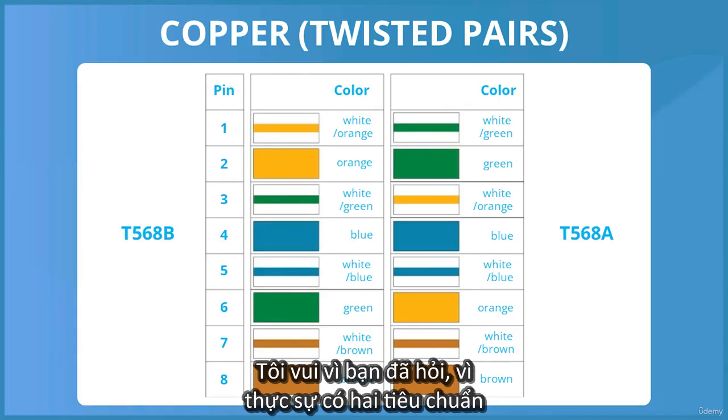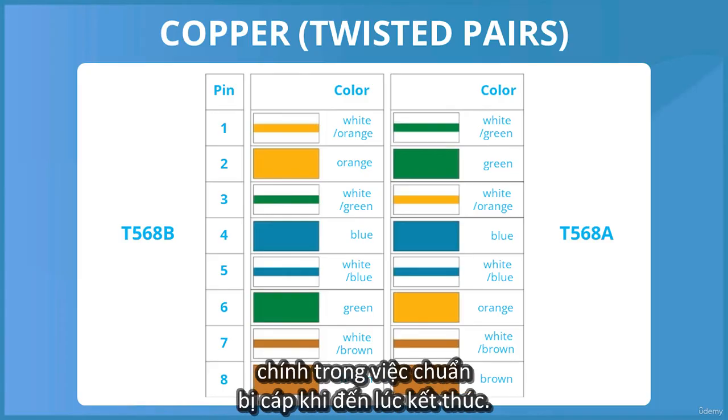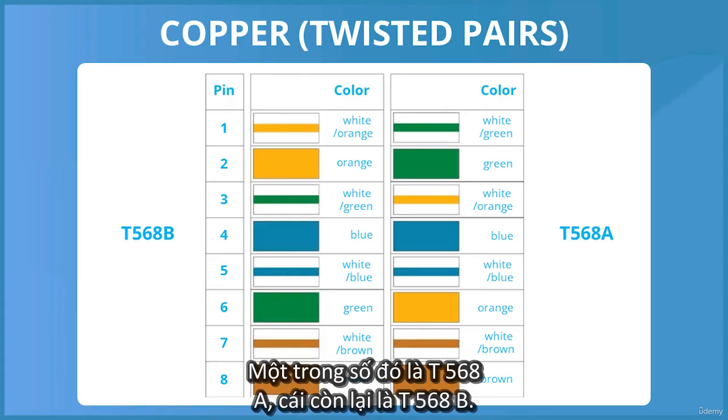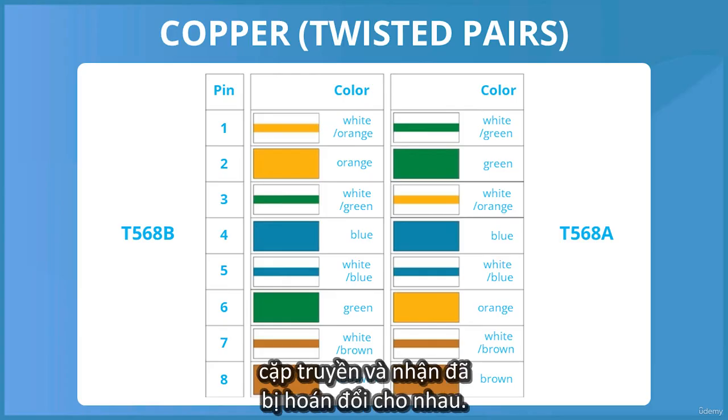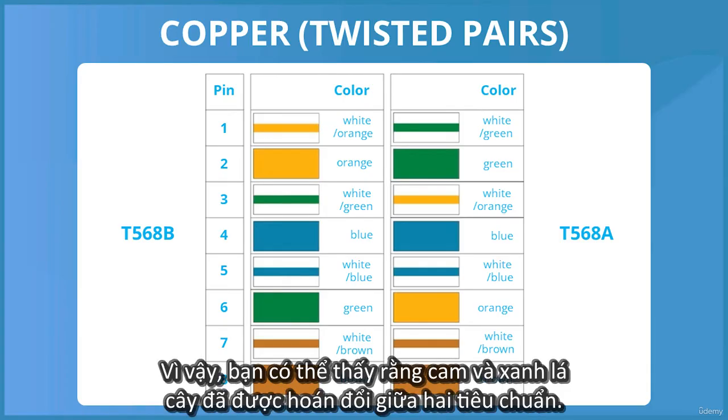I'm glad you asked, because there are actually two main standards in cable preparation when it comes time for termination. All right, so one of them is T568A, the other is T568B. The only difference between the two standards is that the transmit and receive pairs are interchanged. So you can see that the orange and green are swapped between the two standards.